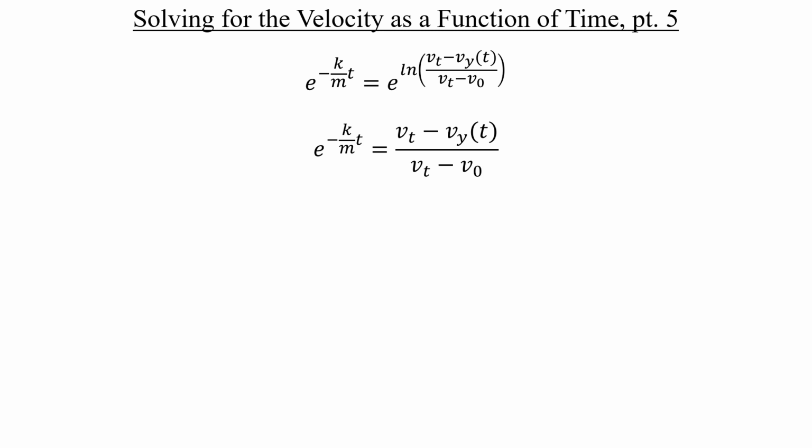Super helpful. If we want to isolate this variable here, our first step is to multiply both sides of this equation by the difference in the denominator of the right-hand side, like that.